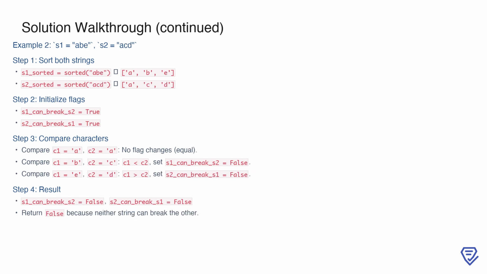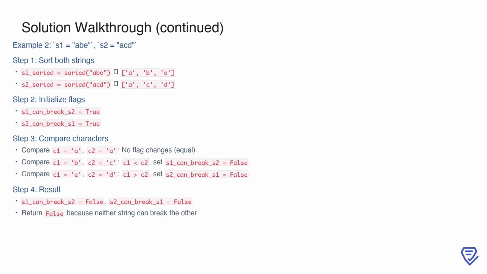In this example, we have S1 as ABE and S2 as ACD. Sorting both strings results in S1_sorted as A, B, E, and S2_sorted as A, C, D. Again, we start with both flags, S1_can_break_S2 and S2_can_break_S1, initialized to true. First, we compare A from both strings, and since they are equal, there's no change in the flags. Next, we compare B from S1_sorted with C from S2_sorted. Here, B is less than C, so we set S1_can_break_S2 to false.